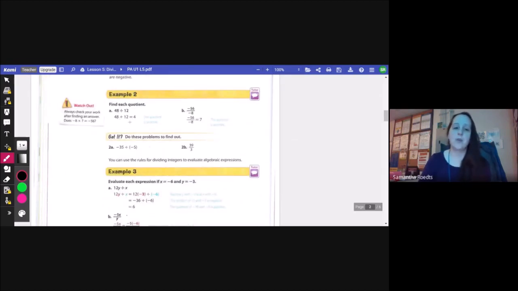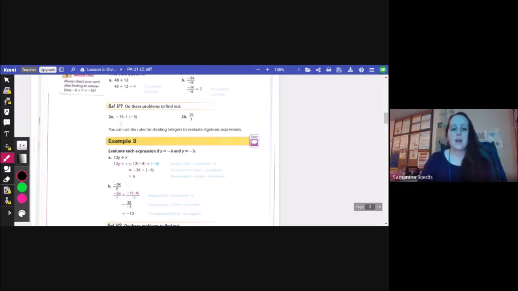Find each quotient. 48 divided by 12, just a regular division problem, that's 4. Okay. -56 divided by -8 is 7. They're both negative, so my answer is positive. For 2a, -35 divided by -5, so they're both negative, so my answer is positive, so it's 7. And then 39 divided by 3 is 13.